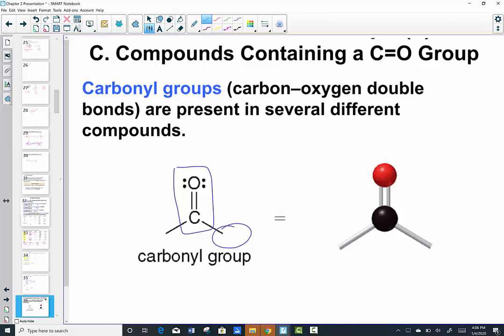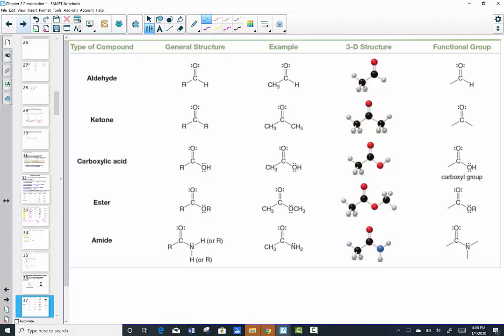For example, we have an aldehyde, ketone, carboxylic acid, ester, and amide that we have to memorize. The aldehyde has the carbonyl group, C double bond O, at the end of the carbon chain. So I'll write terminal. That's why it's ending with a hydrogen. So if the carbon in the carbonyl group is attached to a hydrogen, it's called an aldehyde. When we name these, we'll have names that end with A-L.